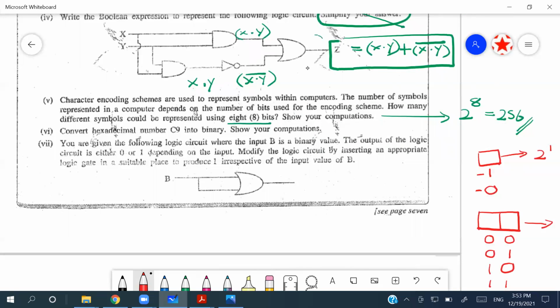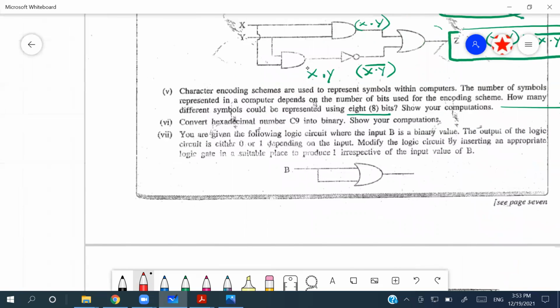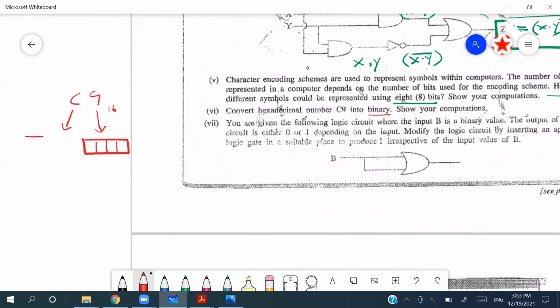Okay, the sixth one, it says convert hexadecimal number C9 into binary, show your computation. Yeah, something very easy. So we have C9 in hexadecimal. They are asking to convert it into binary, so it's easy. We are going to write 9 in 4 bits, as well as C in 4 bits. All right, so the bit values are going to be 1, 2, 4, and 8.